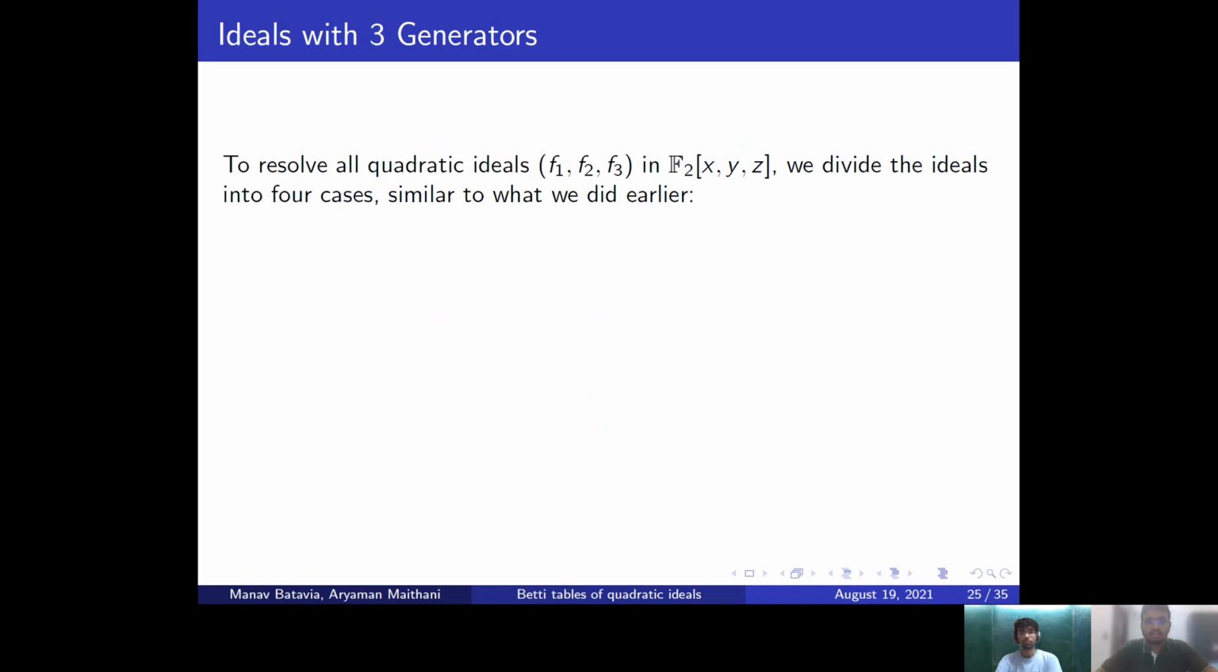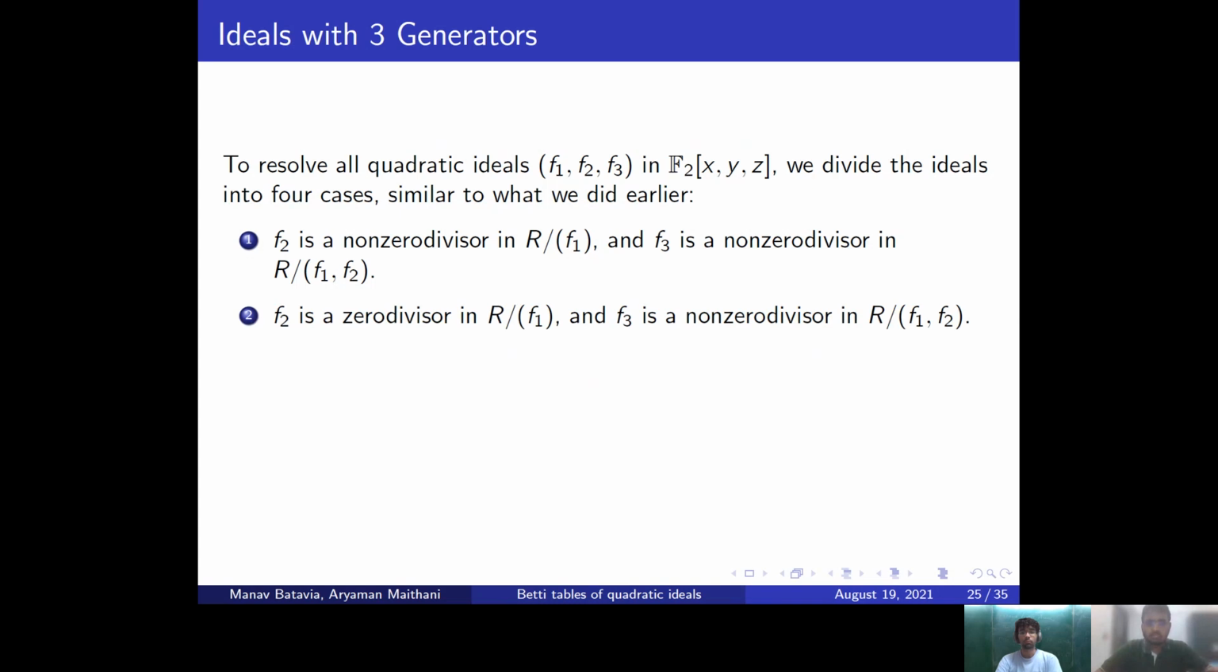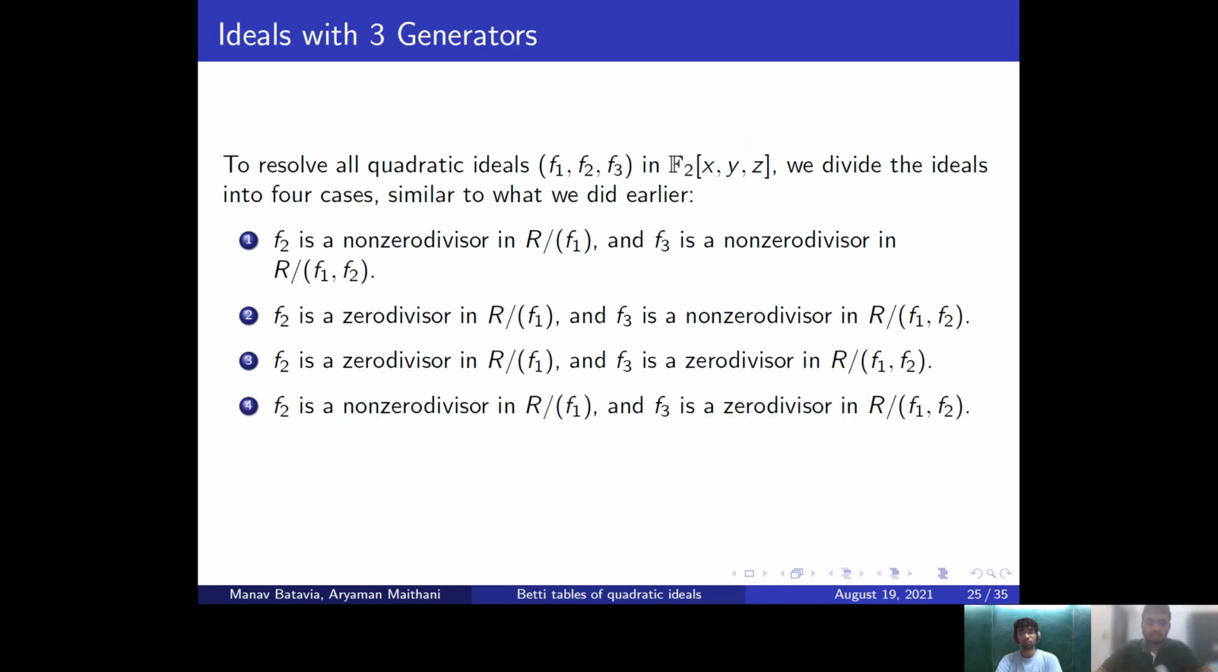Moving on, we go to all ideals with three generators. To resolve all the quadratic ideals (f1, f2, f3), we divide the ideals into four cases. The four cases over here are very similar to those in the two generator case. So over here, case 1 is f2 is a non-zero divisor in R mod f1 and f3 is a non-zero divisor in R mod (f1, f2). Case 2: f2 is a zero divisor, f3 is a non-zero divisor in R mod (f1, f2). Case 3: f2 is a zero divisor, f3 is a zero divisor. And case 4: f2 is a non-zero divisor, f3 is a zero divisor. In all, there are 1,395 ideals with three generators in F2[x, y, z].